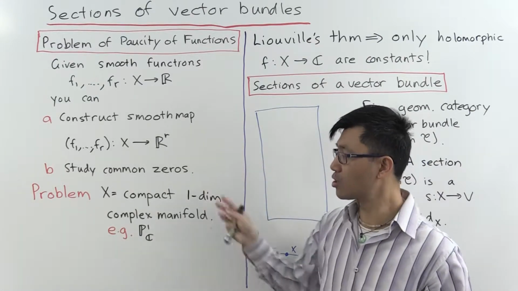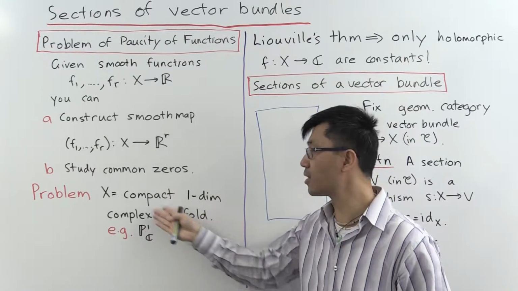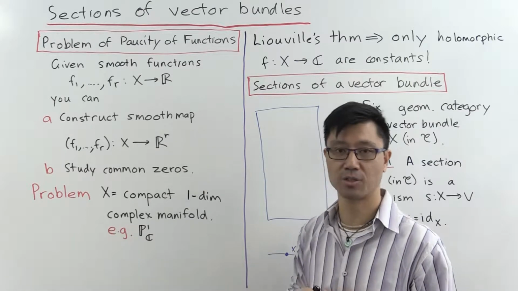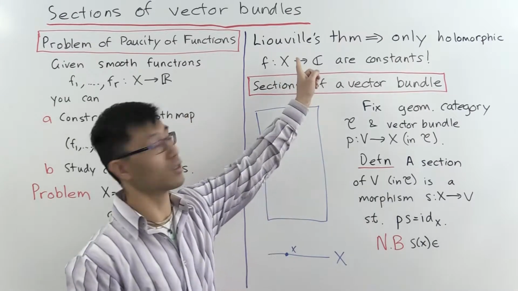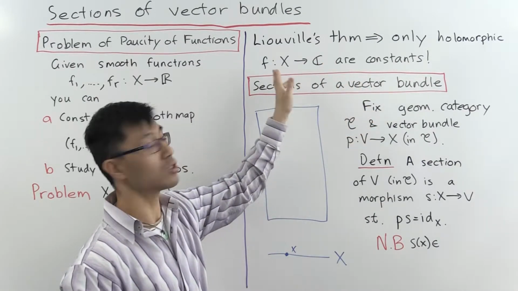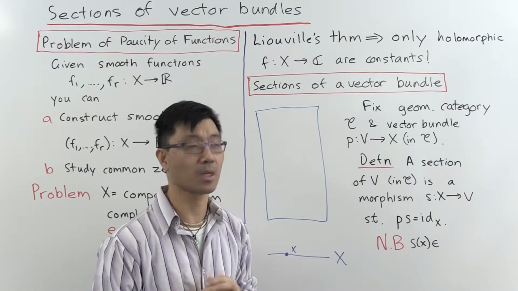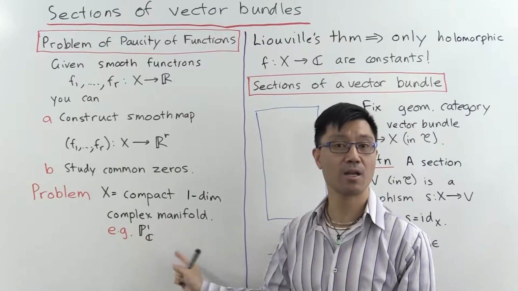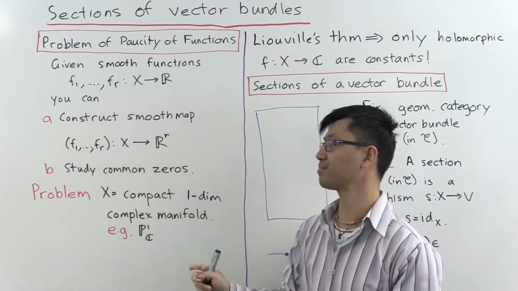Okay, so if you want to study this X using functions, the types of functions you're interested in are holomorphic functions. But what do we find in this case here? Well, Liouville's theorem tells you that, in fact, the only holomorphic functions f from X to C that you have are the constant functions. Okay, so why is that true? So let's look at this special case here of the projective line. The general case follows from the same reasoning.